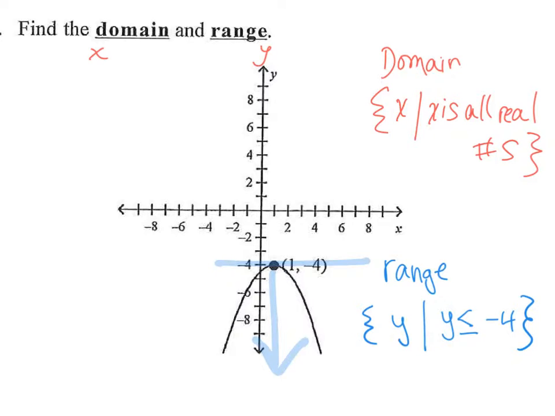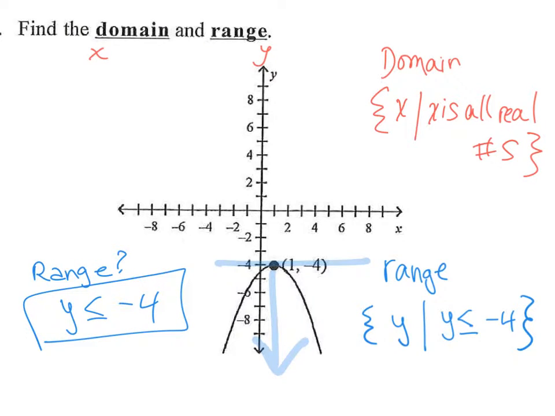Do I expect you to write it in set builder notation? No, I don't expect you to. However, if you want to be very well prepared for Algebra 2, you will already start putting this into set builder notation. But if I asked you what the range was and you said y is less than or equal to -4, that is just equally correct. Okay. All real numbers is for domain only. Just for domain. It's not all reals for range. For range, y is less than or equal to -4.